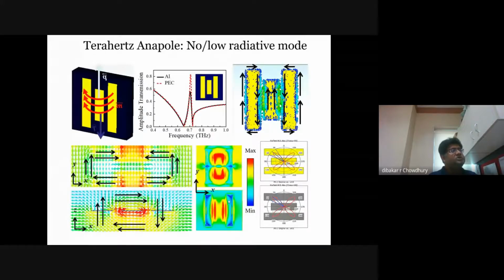Now, of course, this is a concept, physics-wise it is interesting, but what is the advantage? We have shown that the terahertz anapole mode can be excited, can be achieved using this type of structure. So for the proof of the concept, we studied two dipoles, and if we put another dipole beside that, then at this magnetic transverse mode, the magnetic field lines generated in this dipole and in this dipole are in the opposite direction.